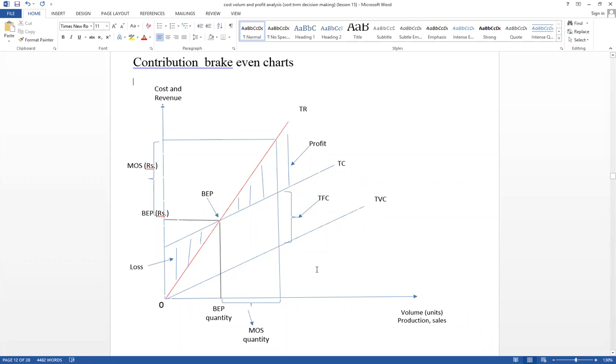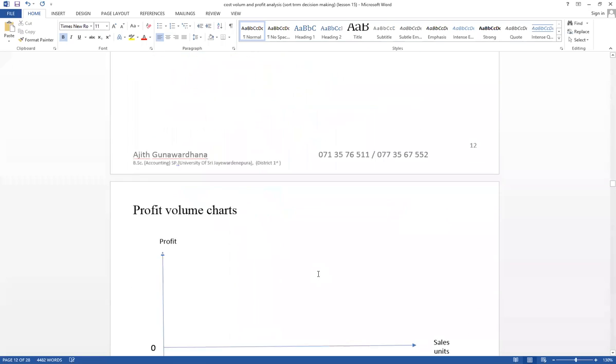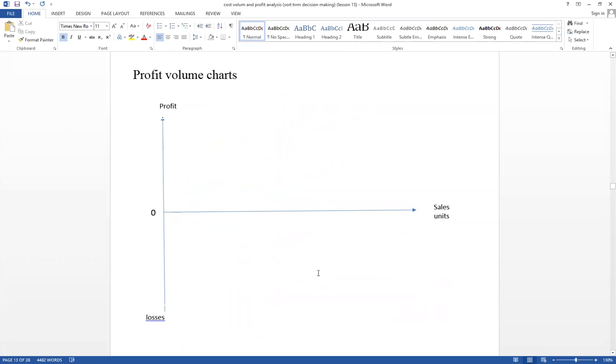That next one, profit volume charts. There are three graphical presentations. This is a profit volume chart. Here profit, this side loss available, and here sales quantity. Think about when sales quantity increase, think about profit. When quantity zero, think about profit and loss. When quantity increase, think about profit and loss.